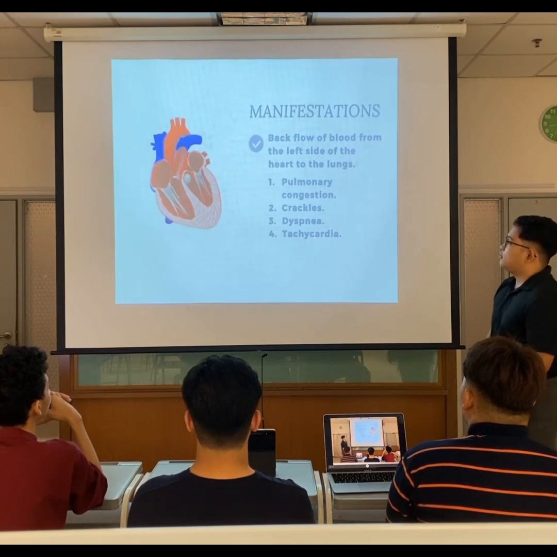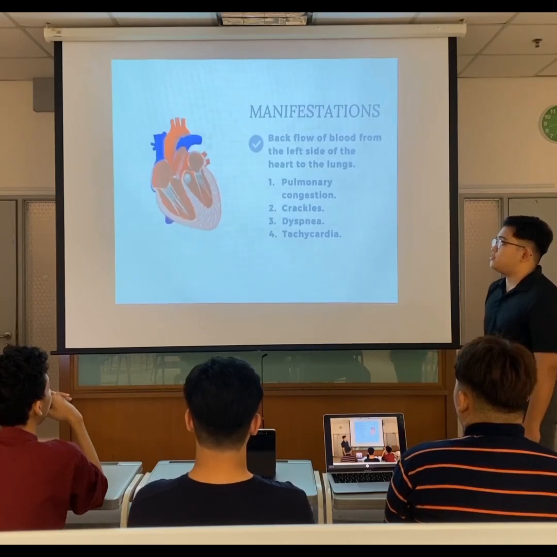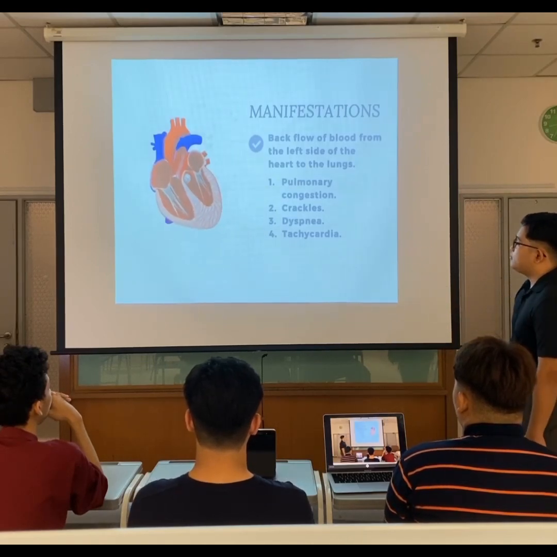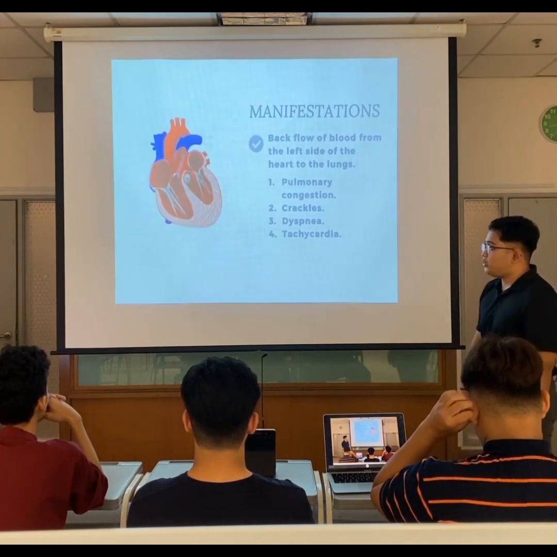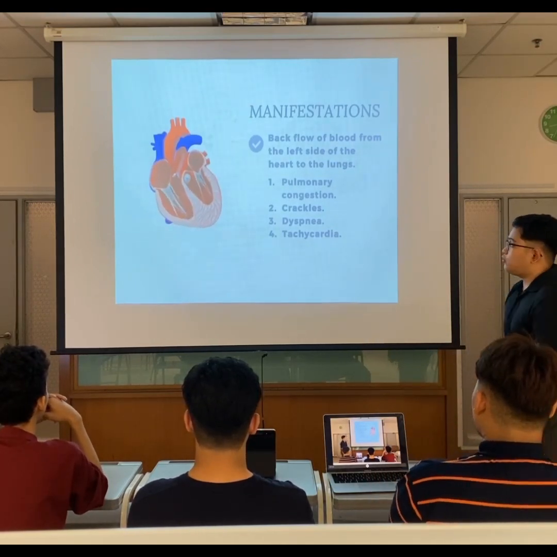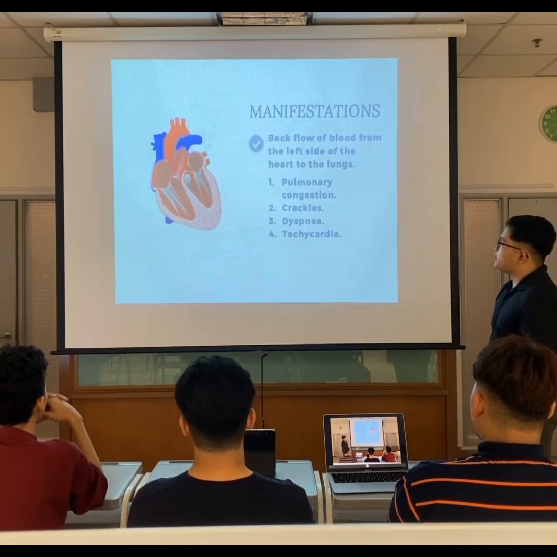Okay, so this is the manifestation. For the manifestation, it's easier for us to see the organs that are involved. Firstly, the heart. Basically, the heart is weak. Thus, the blood cannot be filled properly and cannot be pumped properly throughout the body. Through the impairment of the heart, it will cause backflow of blood from the left side of the heart to the lungs, which ultimately causes these four symptoms.